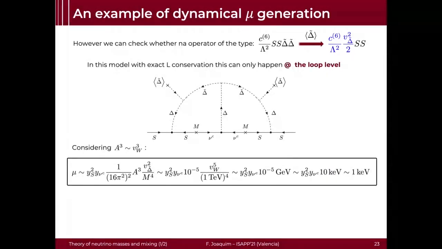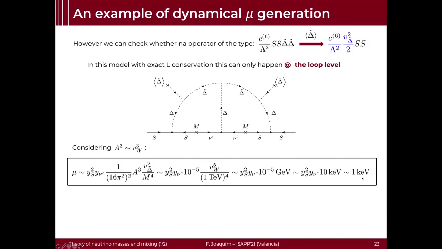This actually happens at the 2-loop level. So you see here, this effectively is an S delta tilde operator. And now when delta tilde acquires a VEV, this actually reduces to a mu term that we had in the original Lagrangian. So how small is this mu term? Okay, so if you make some reasonable assumptions, you will end up with a result that mu can be of the order of 1 keV, okay?